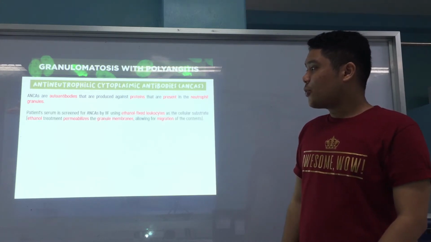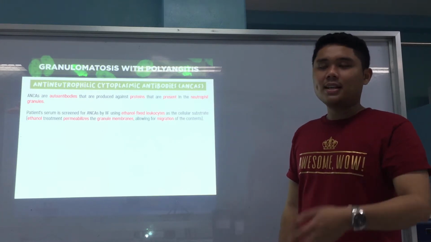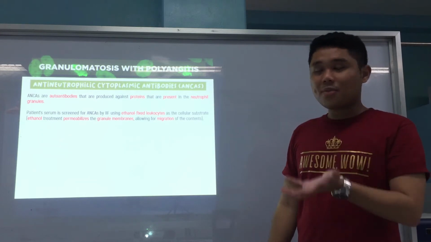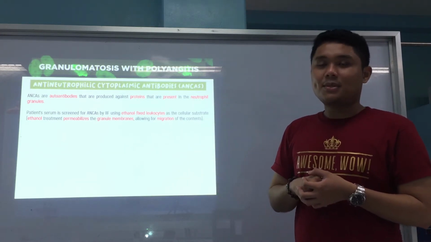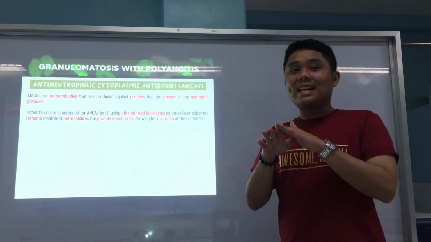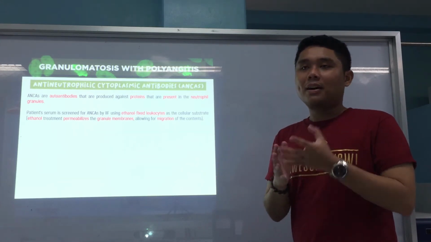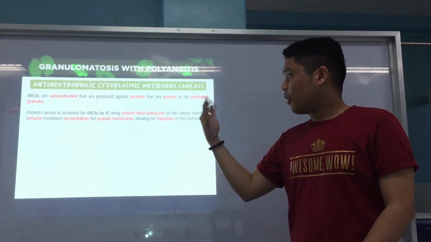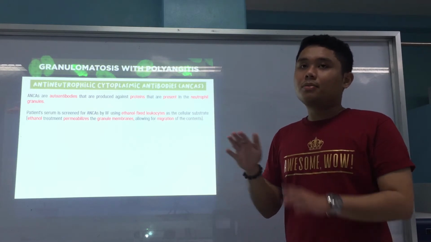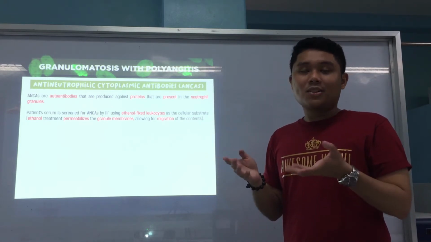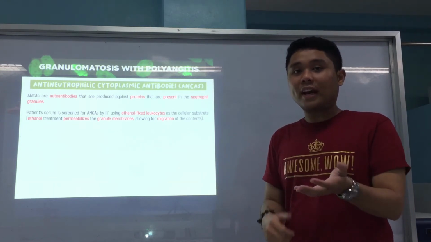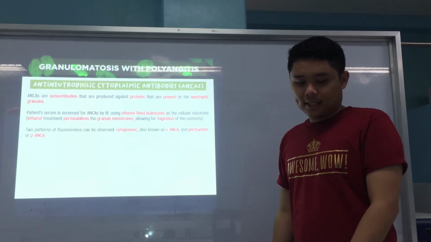Now the patient's serum is screened for ANCAs using IIF again, but this time we use ethanol-fixed leukocytes. Why? Because ethanol permeabilizes, meaning it softens the cells and allows the reagents needed for the test to enter the neutrophils. That is the purpose of ethanol. So ethanol-fixed leukocytes are used.